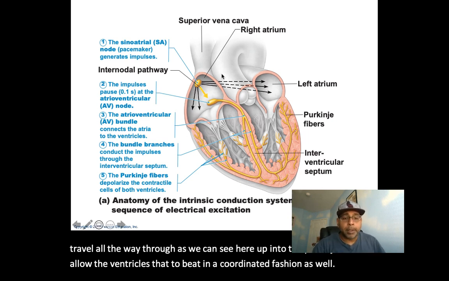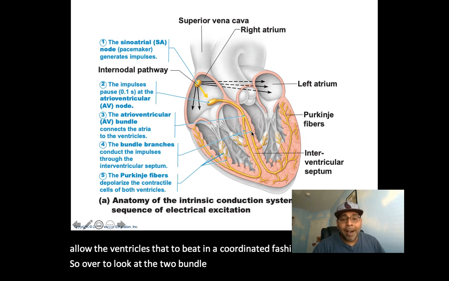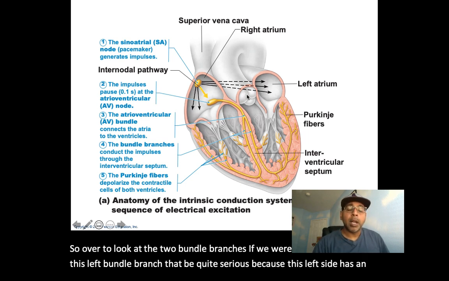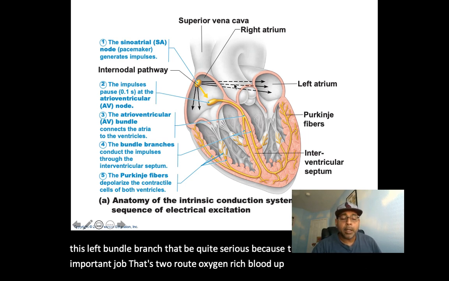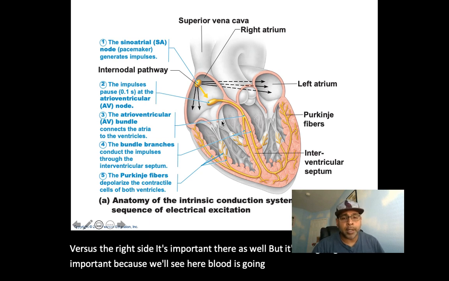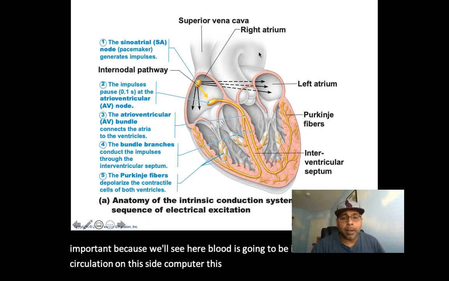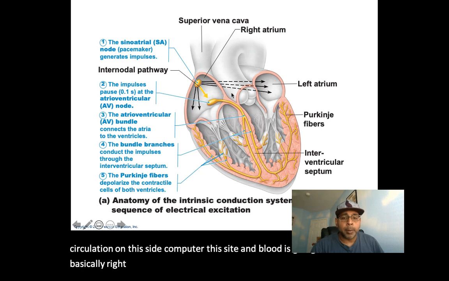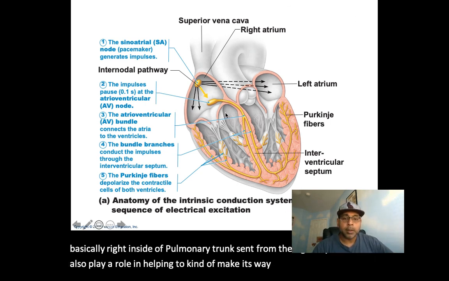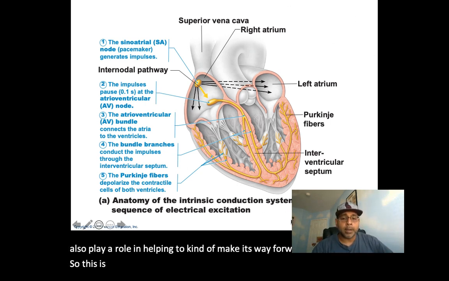So now if we were to look at the two bundle branches, if we were to have a block in this left bundle branch, that'd be quite serious because this left side has an important job. That's to route oxygen-rich blood up into the aorta versus the right side. I mean, it's important there as well, but it's not going to be as important because we'll see here it's a shorter circulation on this side compared to this side, and blood is going to be routed basically right inside of the pulmonary trunks, and from there gravity will kind of also play a role and help it to kind of make its way forward. So this is our intrinsic conduction system.